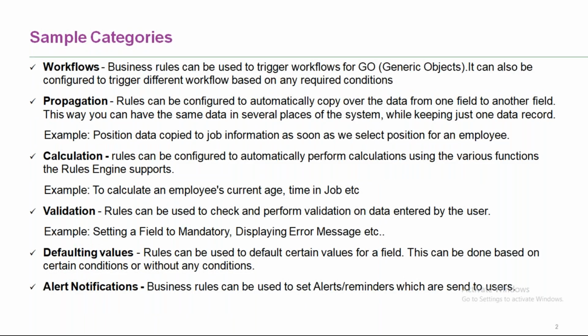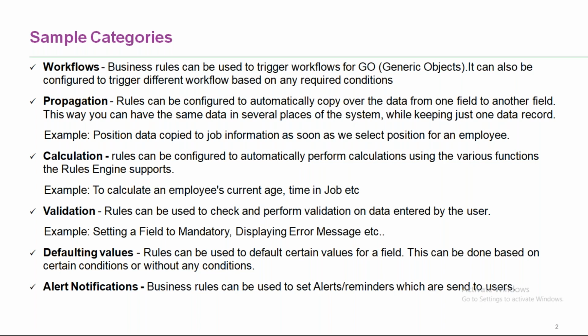Now, so there are some of the sample categories available here. Now, where can we write the business rule? When can we trigger the business rule? Business rules can be triggered for your workflows. That means every time you trigger an event reason, or you trigger an action or event, a workflow has to be triggered. So you can write business rules on workflows.